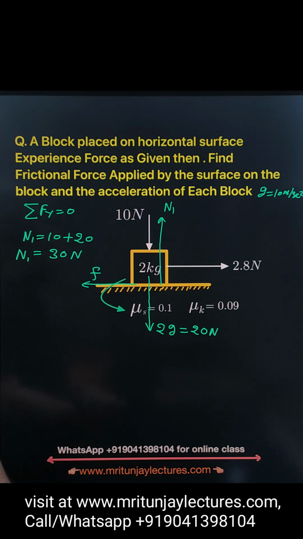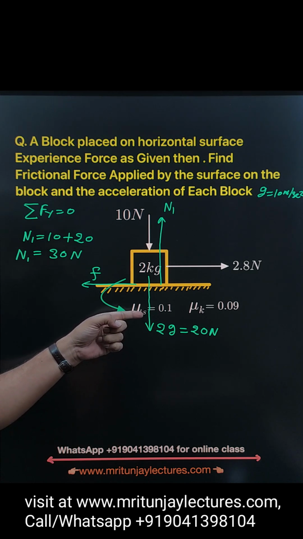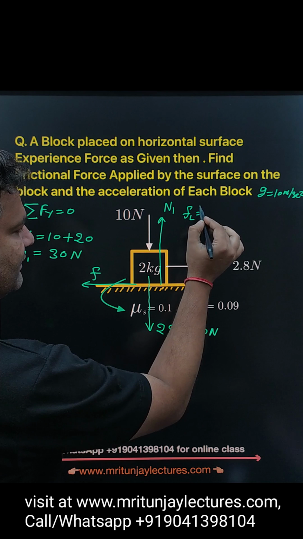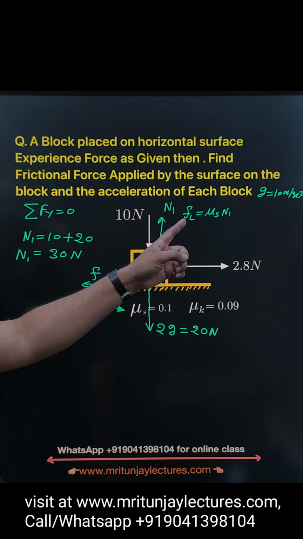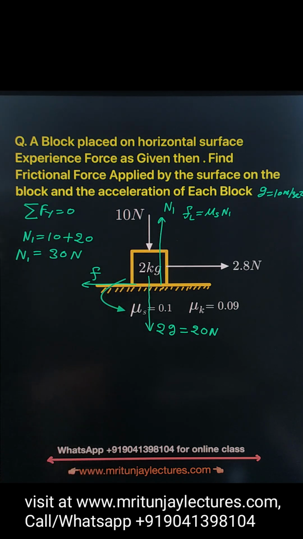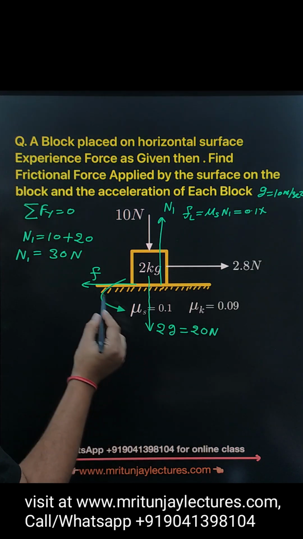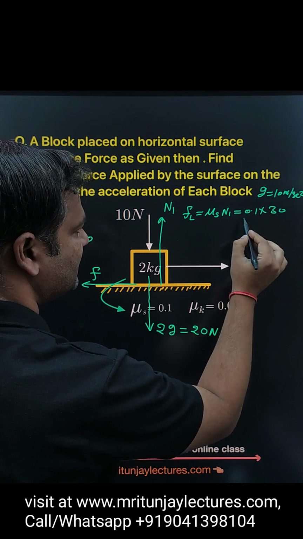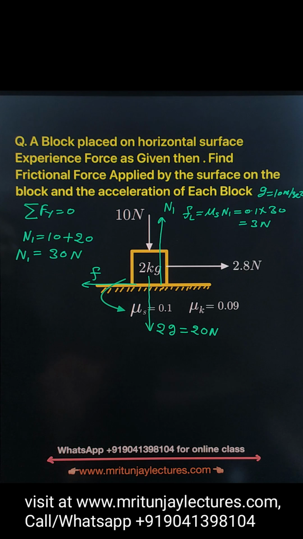After that, what about the frictional force? Here μs and μk are given. μs means the coefficient of static friction and μk means the coefficient of kinetic friction. First of all, determine the limiting friction FL. FL is equal to μs into N1. FL means the maximum frictional force, called the limiting frictional force. μs is 0.1 and N1 is 30 Newton. So 0.1 into 30 is 3 Newton. So the maximum frictional force is 3 Newton.